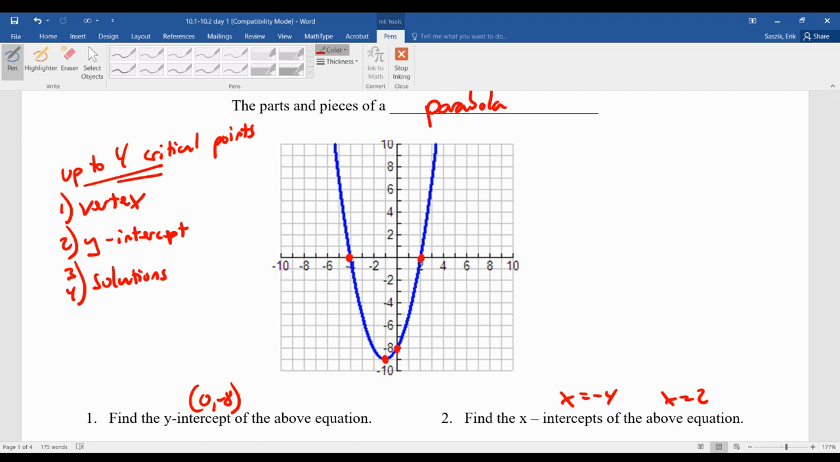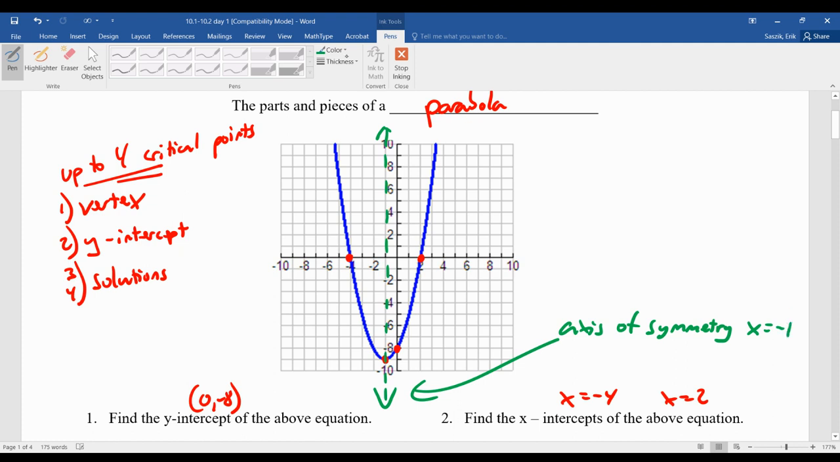What else do we want to do here? Through the vertex is this axis of symmetry. That creates a mirror image. If you folded this parabola over that green line, it would match up perfectly. The axis of symmetry is always going to be a vertical line. So that means the equation of it is always going to be x equals whatever the x value of this vertex is. Of course, that's going to be -1.